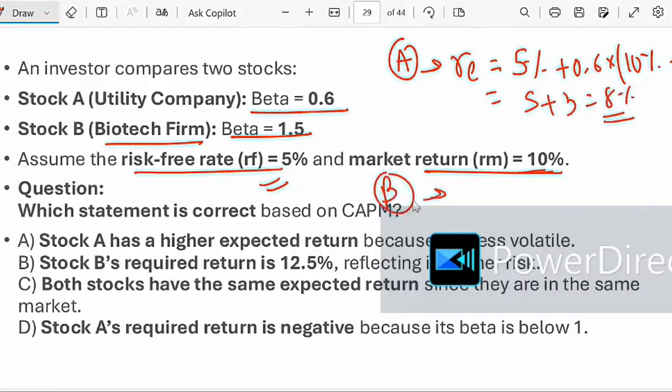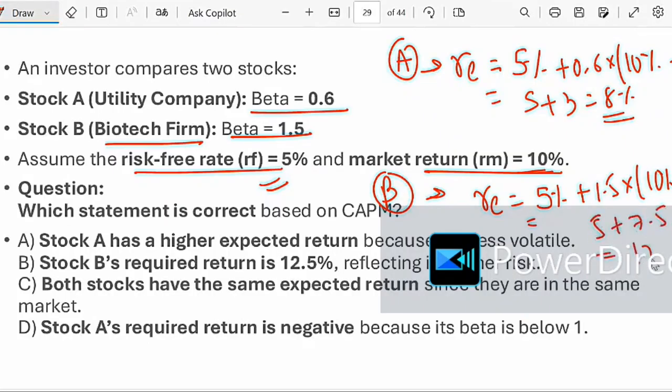What about stock B? For stock B, beta they have given is 1.5, right? So RE is equal to 5% plus 1.5 multiplied by 10% minus 5%. So how much is it? It is 5% plus 7.5%, right? I think it is 12.5%. So you can see for stock A, RE is 8%, and for stock B, RE is 12.5%. So stock B should offer at least 12.5% return to match its risk.